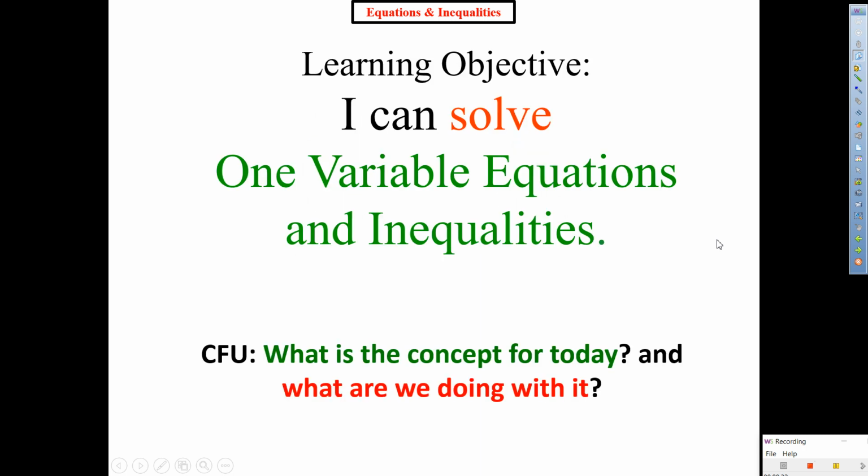All right. So our objective for today: I can solve one variable equations and inequalities, so get a Cornell note ready. You do not need a Frayer model today or that organizer. You don't need one of those. Just your Cornell notes with the objective at the bottom left. I can solve one variable equations and inequalities. So what are we still looking at? What concept? One variable equations and inequalities. And then what are we doing? We're solving it. Write this one at the bottom left of your paper.